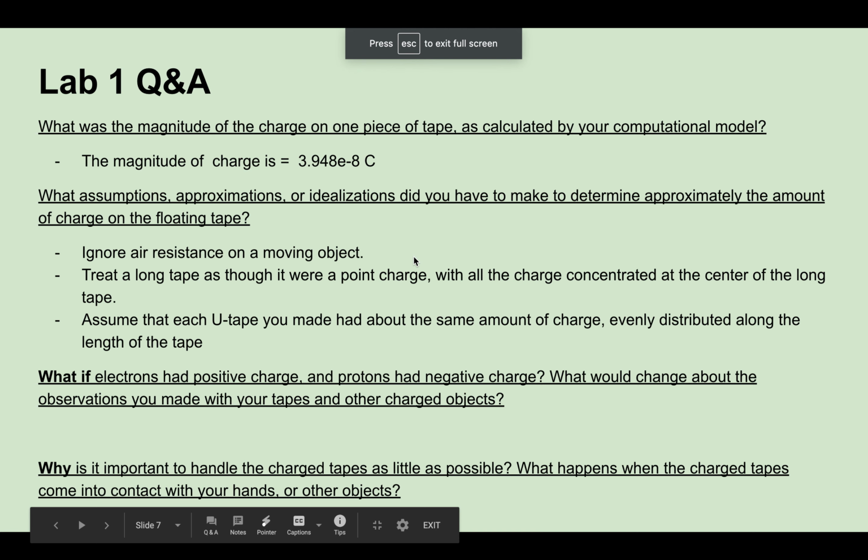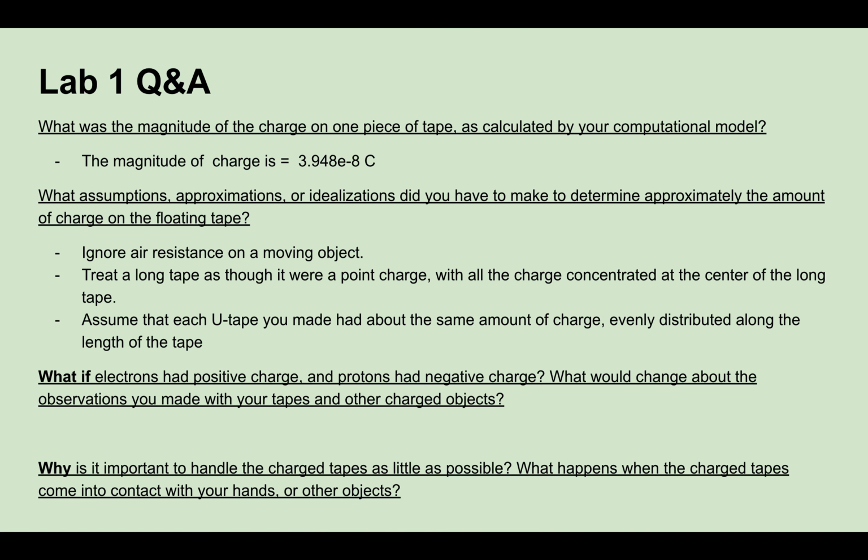Next, Q&A. The magnitude of charge is 3.948 times 10 to the negative 8. Assumptions I made in this lab: first, ignore air resistance. Second, treat a long tape as a point charge. Third, assume that each U-tape has the same amount of charge and it's evenly distributed.